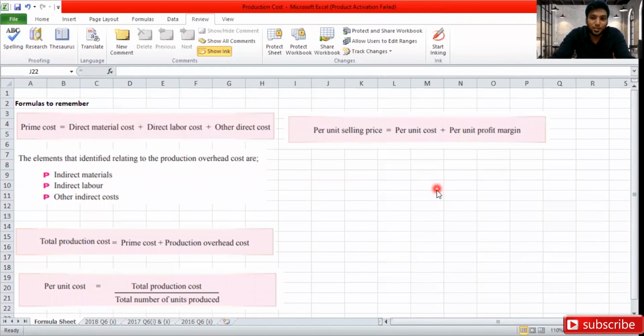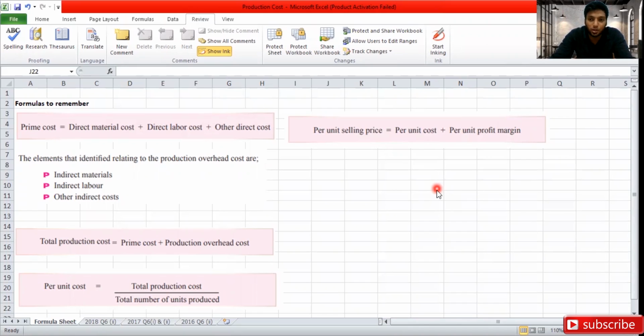Hi guys, today we are going to learn production cost. This is one of the important parts of your syllabus. This is tested on question number 6, Roman number 2, most probably. So we're going to go deeper into this, and we are going to do 3 years of past papers. I want to teach you each and everything thoroughly.